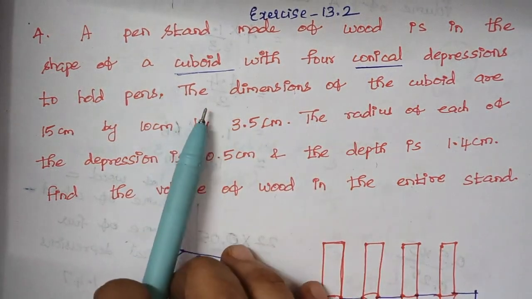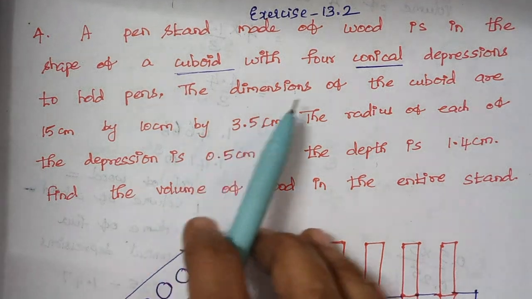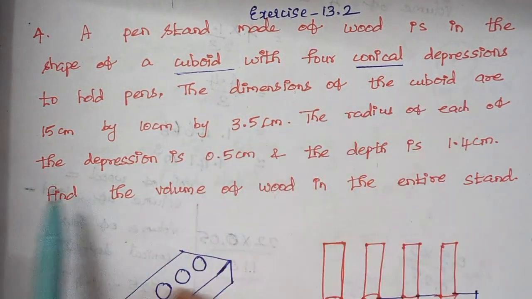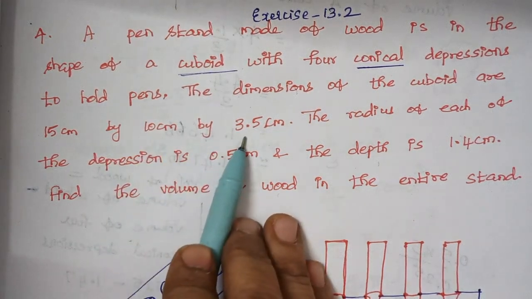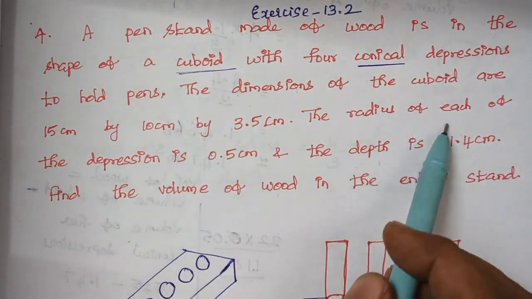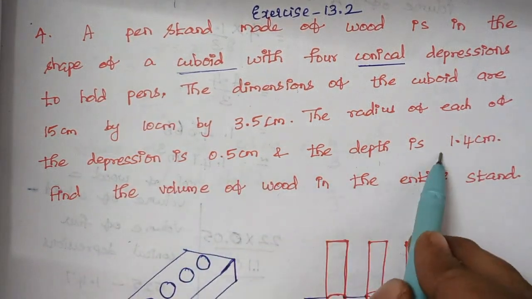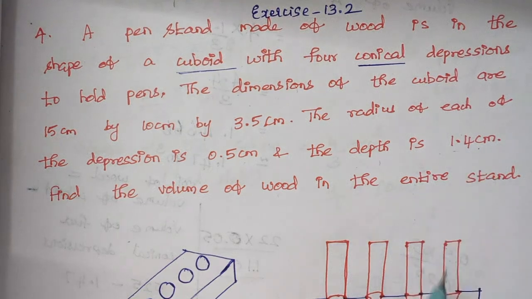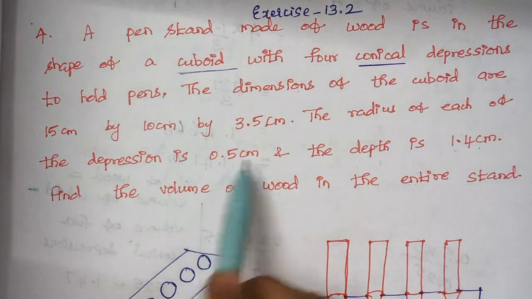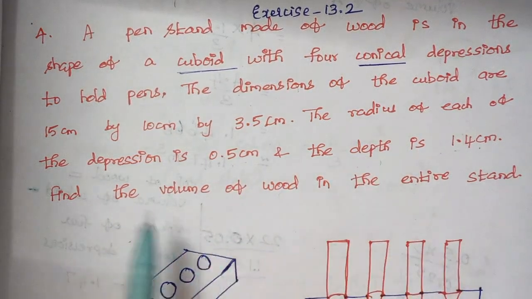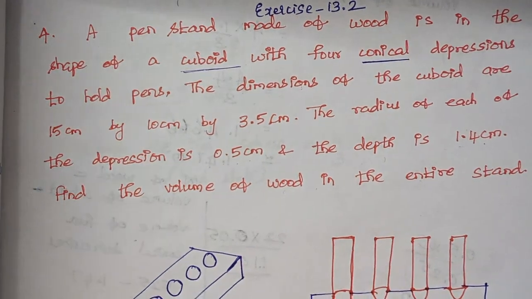Here the details of the dimensions are given. The dimensions of the cuboid are 15 centimeter by 10 centimeter by 3.5. The radius of each depression is 0.5 and the depth is 1.4, because it is in the form of a cone. So here the radius and the depth are given. Find the volume of wood in the entire stand.